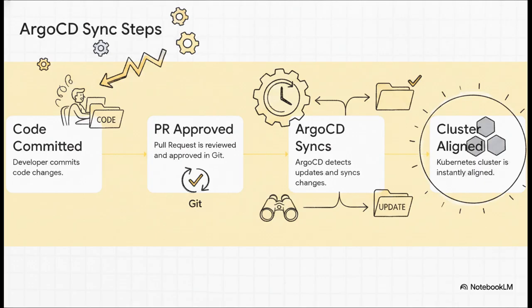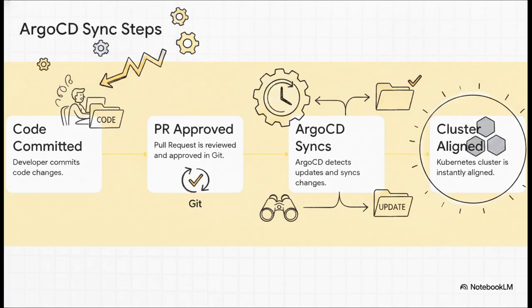Let's break this down into 4 really concrete steps to cement it. Step 1. The code is committed. Step 2. A pull request is reviewed and approved in Git, updating the desired state. Now, pause here, because this is a massive paradigm shift. The PR in Git literally is the deployment. Your code review and your infrastructure deployment review are now the exact same event.